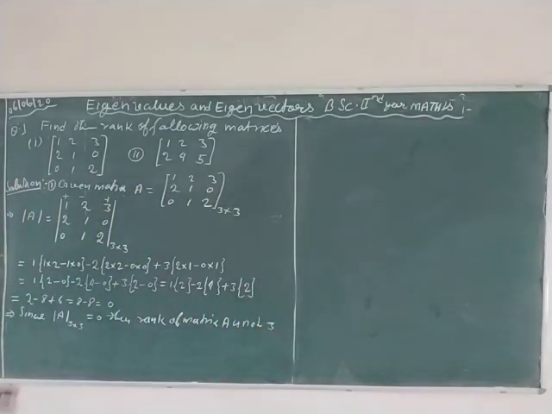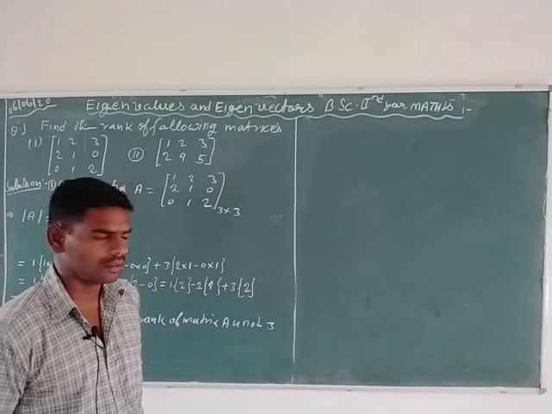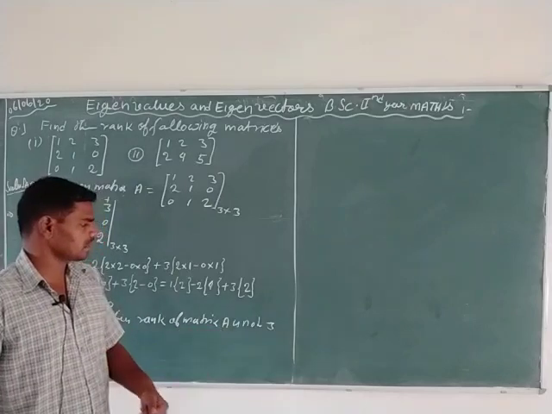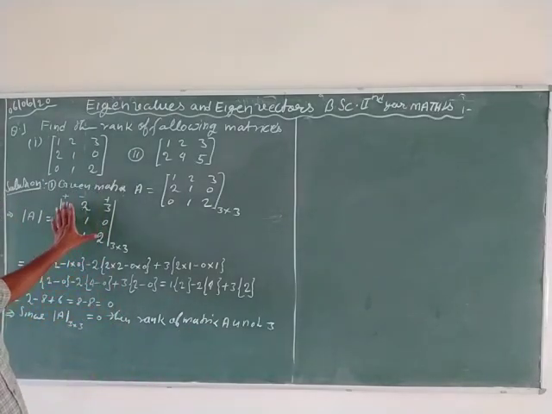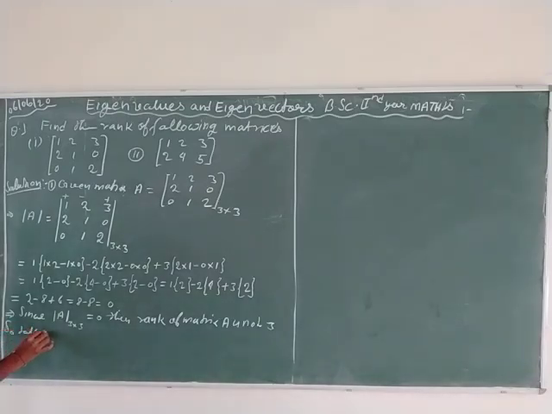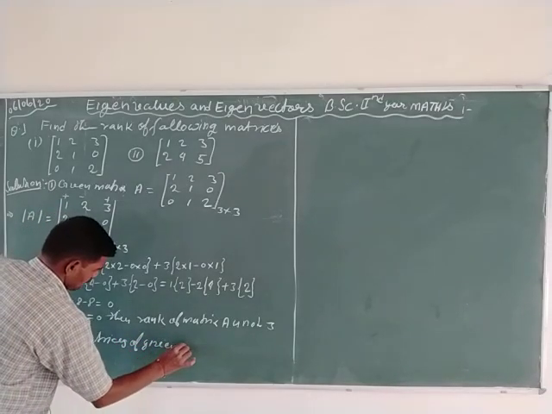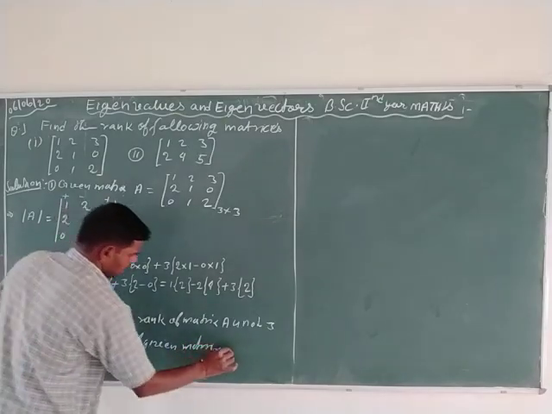After this, calculate the determinants of the submatrices of the given matrix capital A. Since the determinant of the 3 by 3 order matrix is equal to 0, the rank of the matrix capital A is not 3. After this, take submatrices of the given matrix capital A.